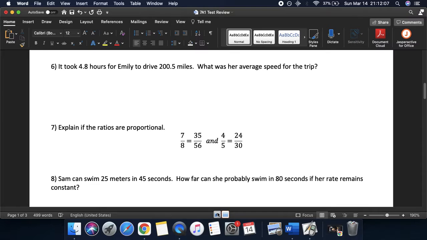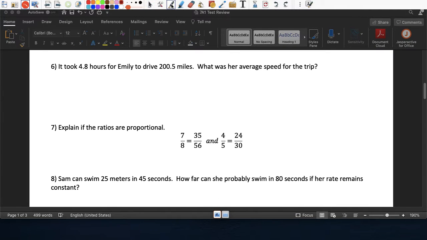Number 6. Again, another unit rate question. What was our average speed for the trip? So we're going to write 200.5 miles in 4.8 hours. So that was her trip.